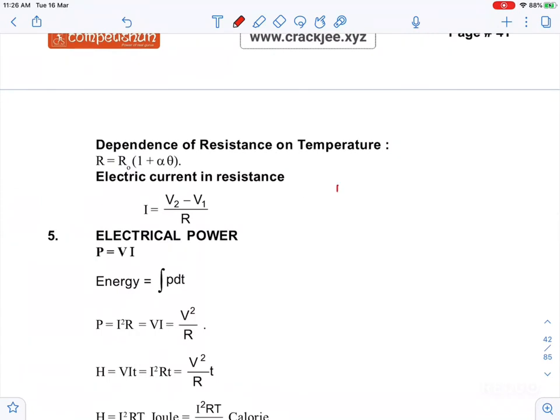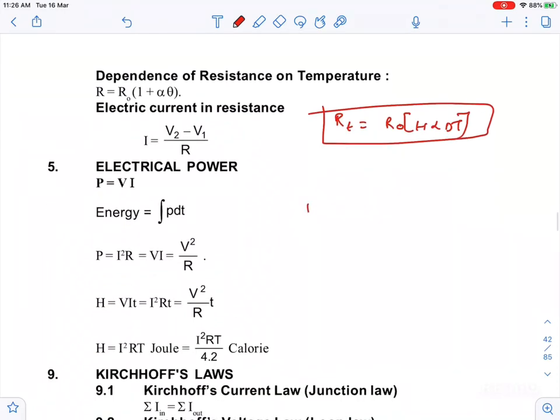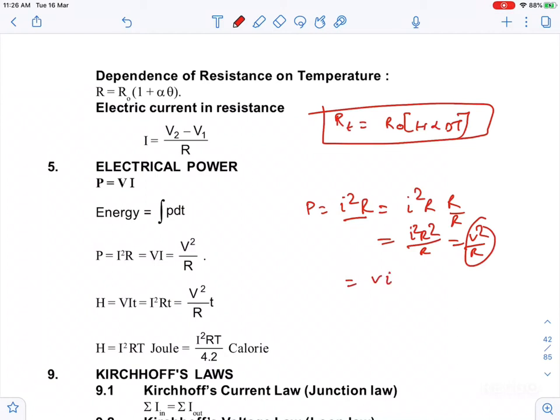Now, temperature dependence of how resistance depends on temperature: R T is equal to R naught into 1 plus alpha delta T. You should remember this formula also. Now power can be written as I square R, or you can write I square R multiplied by R divided by R, so this becomes I square R square by R, which becomes V square by R. So the power formula is either I square R or V square by R, or you can also write V into I. The product of voltage and current is equal to power.